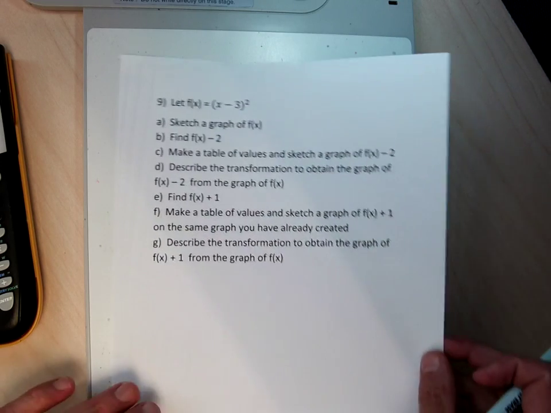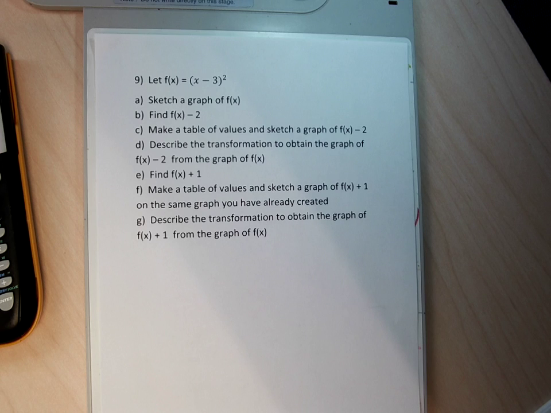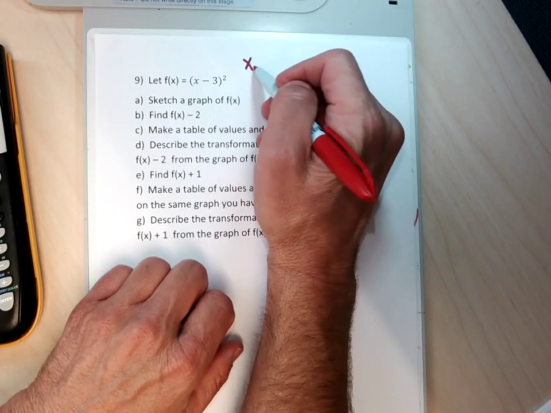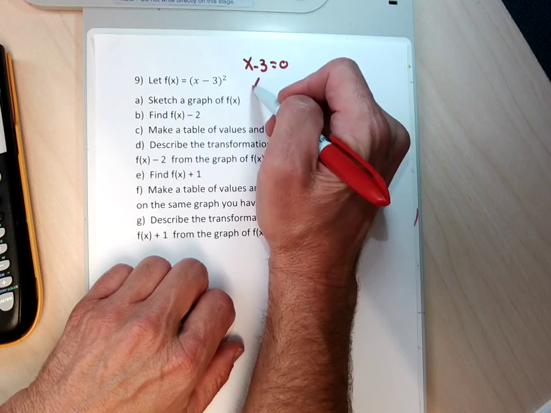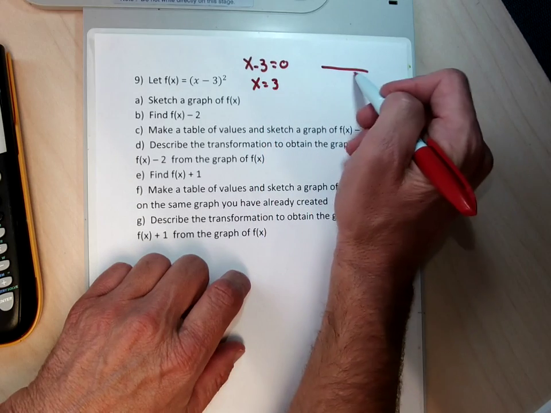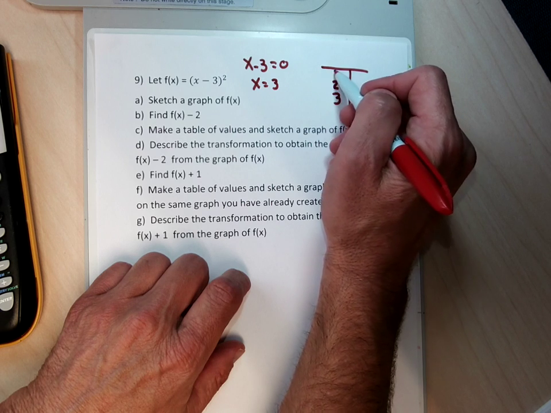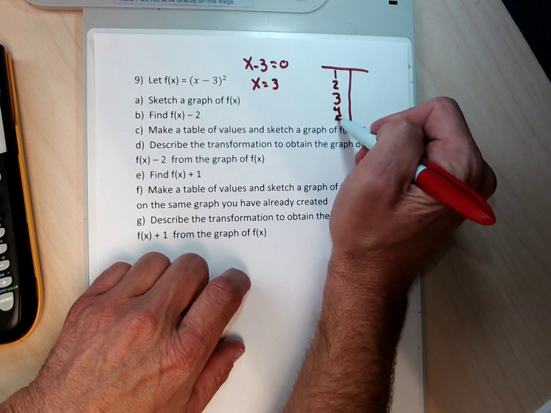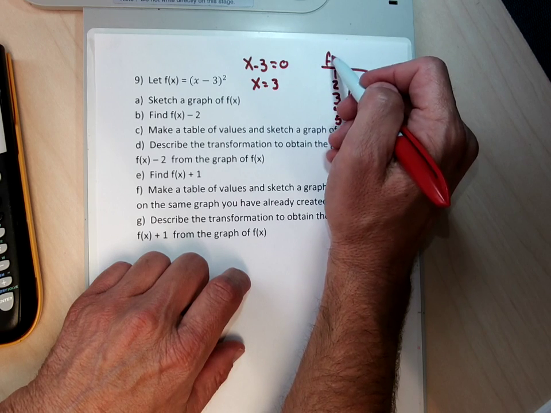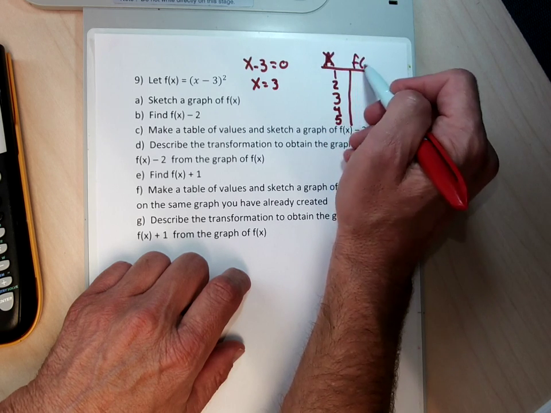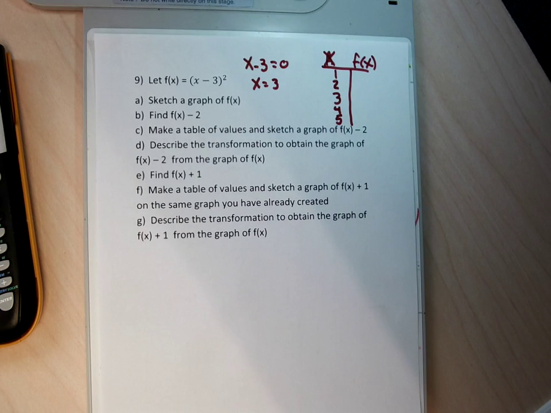So here's your problem 9. Hopefully you can make a good go at it. For your starting table, you're going to go x minus 3 equal to 0. You're going to get x equal to 3. You're going to put 3 in the middle of your x column and then go smaller, 2 and 1, and bigger, 4 and 5. So you're going to graph x and f of x for your starting table. And then for each of the other parts that want you to make a table, you're going to use the same x values.